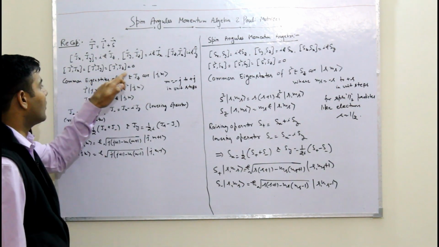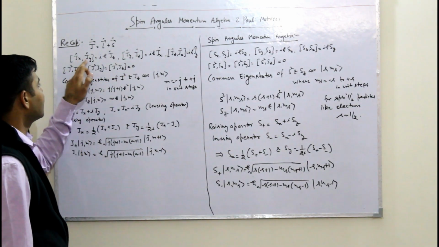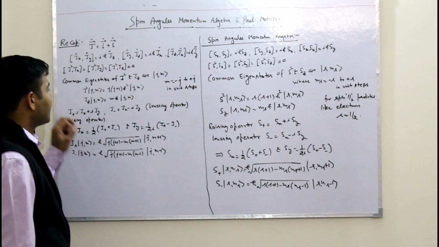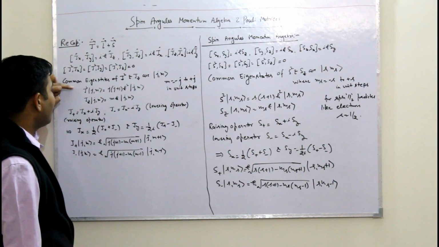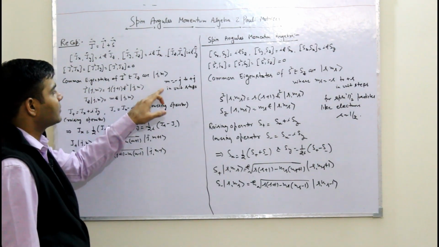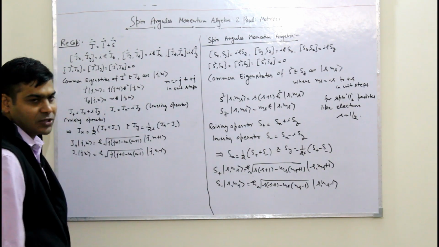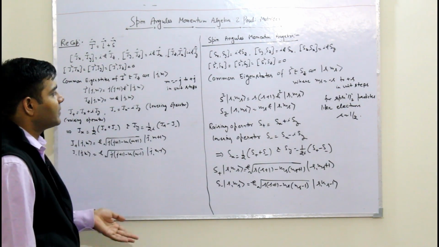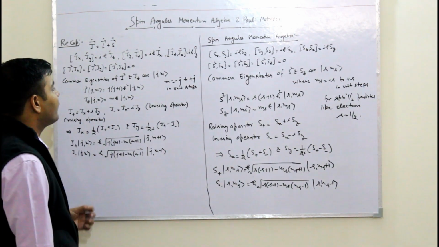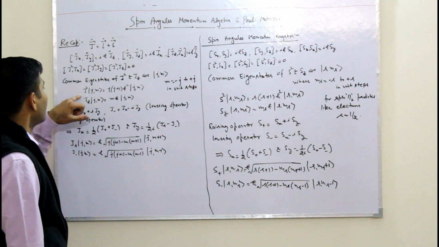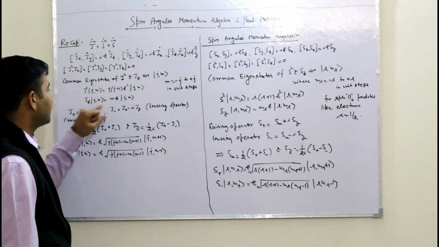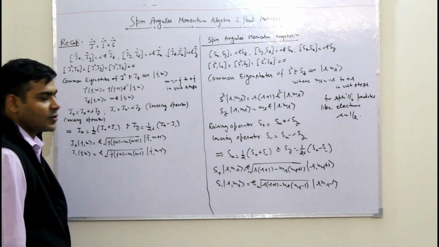J square commutes with all three components, and the commutator of Jx and Jy is iħ Jz, of Jy and Jz is iħ Jx, and so on. Similarly, we have defined the common eigenstates of J square and Jz to be |j, m⟩, where j and m are two quantum numbers. m can vary from minus j to plus j in unit steps, that is minus j plus 1 and so on up to plus j. That is, there are a total of 2j plus 1 values of m for a fixed value of small j. The action of J square on this eigenstate we have already taken, and Jz on |j, m⟩ gives mħ |j, m⟩.